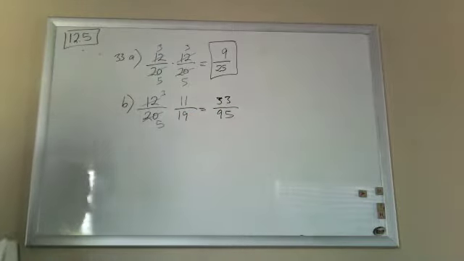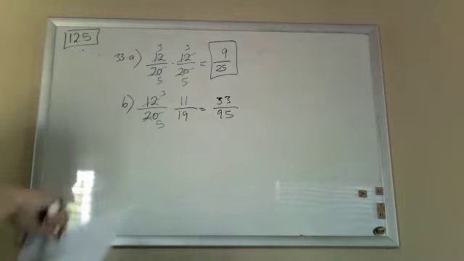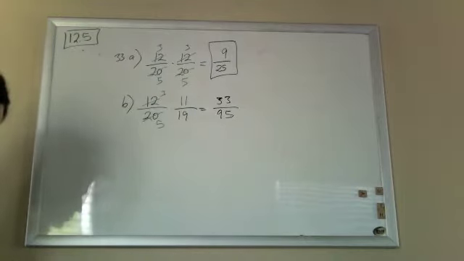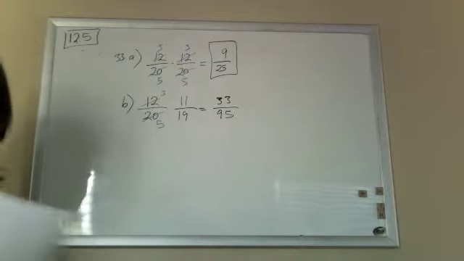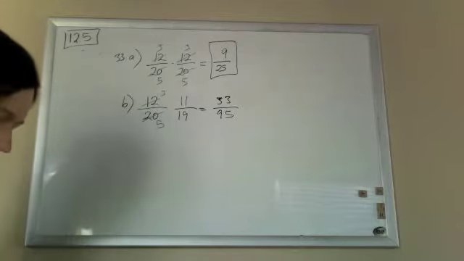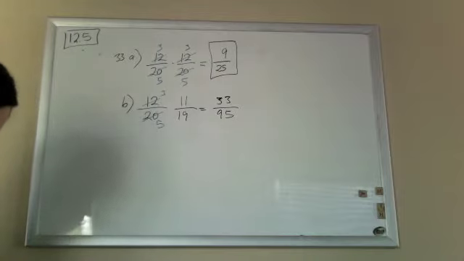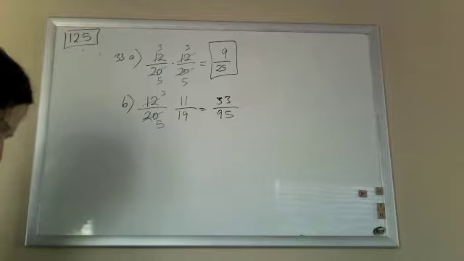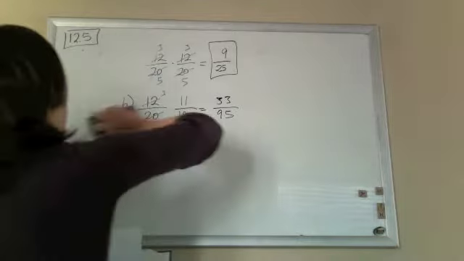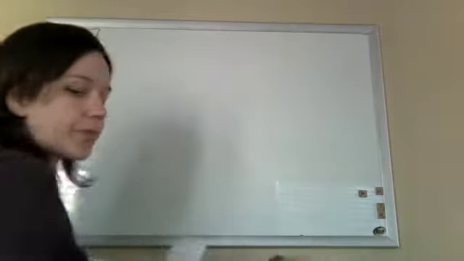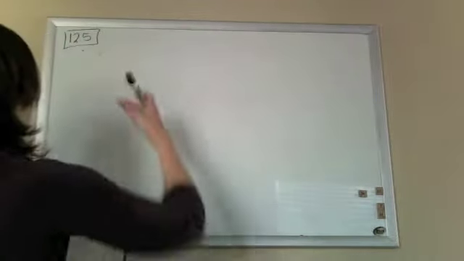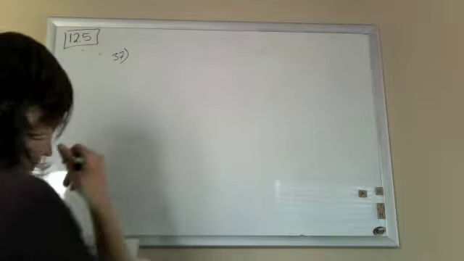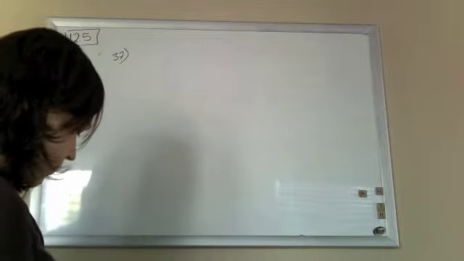So I'll just check that real fast. 33. Yep, looking good. So now, 37, they want a lion or a 5.